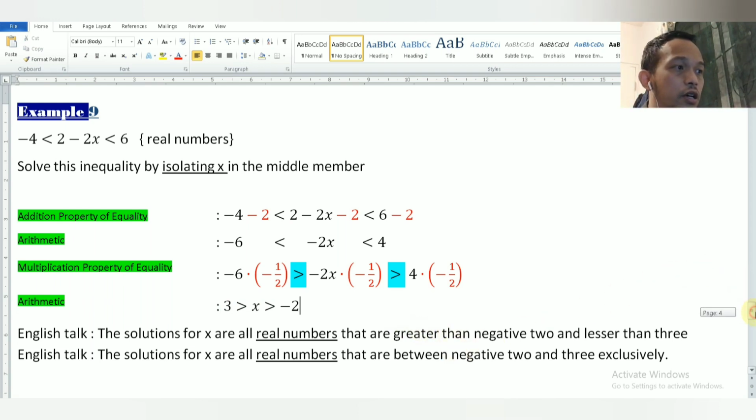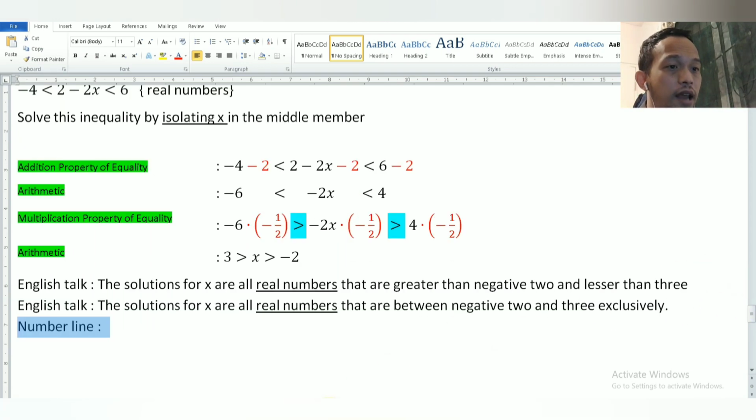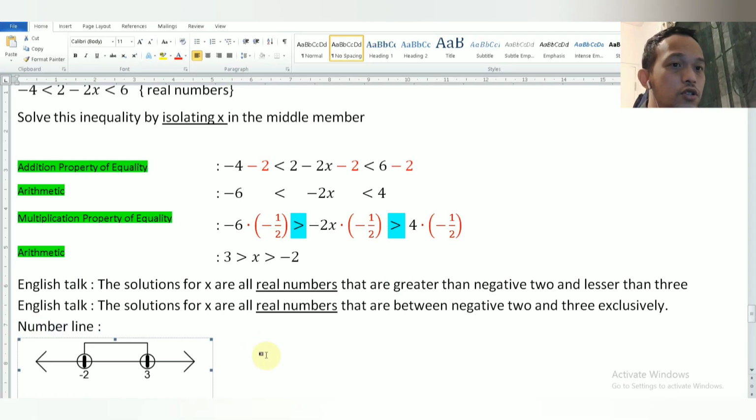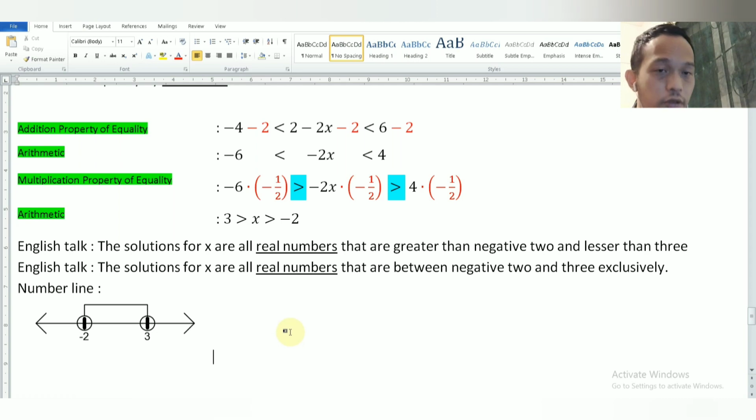So let's go to the number line. It means if I do the number line, I will use this statement. Okay, Mr.